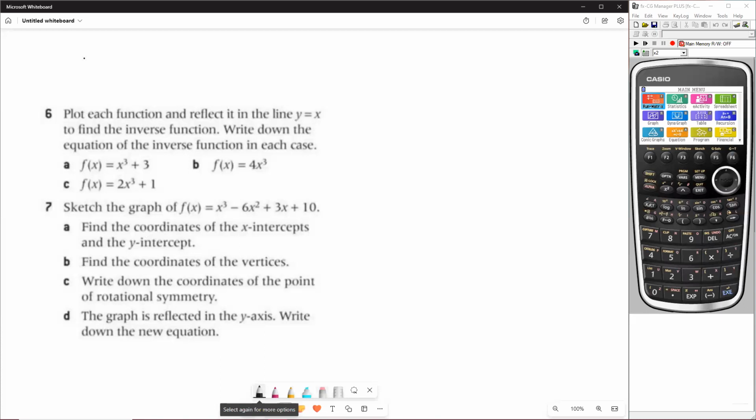This video is about finding intercepts. And this is on the IB Applications and Interpretation Standard level. So the first one says plot each function and reflect it in the line y is equal to x to find the inverse function. Write down the equation of the inverse function in each case.